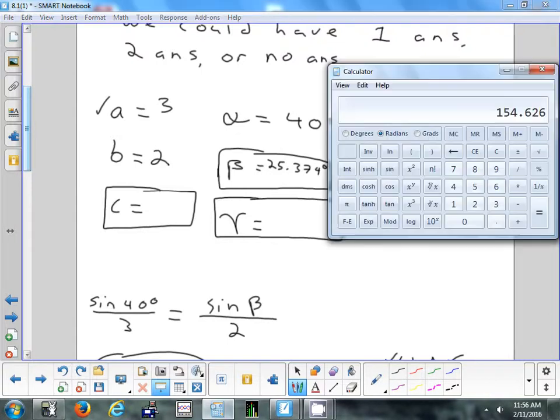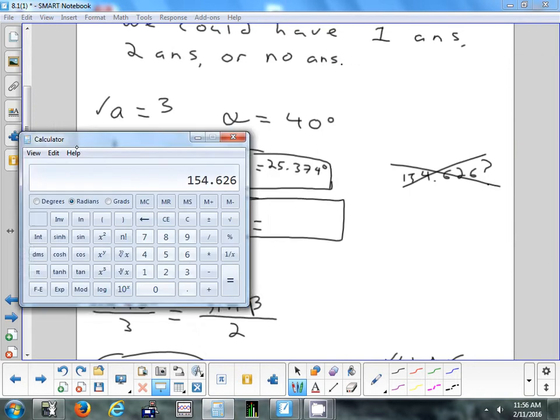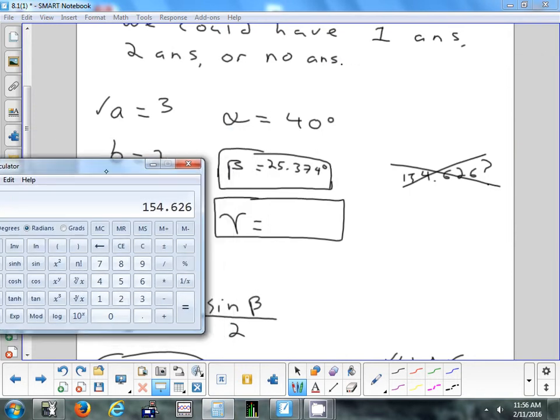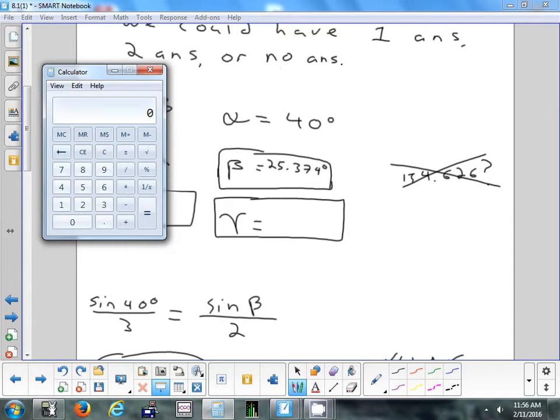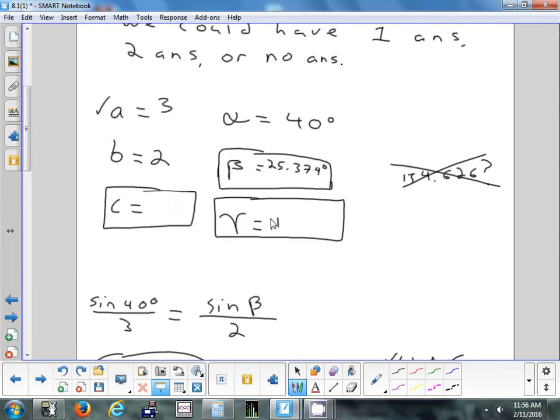How do I get gamma? Add 40 and 25.374, and then subtract it from 180. Yeah, I've got 2 angles. Now I can add them up and subtract from 180. So 180 minus 40 minus 25.374. So we get 114.626.